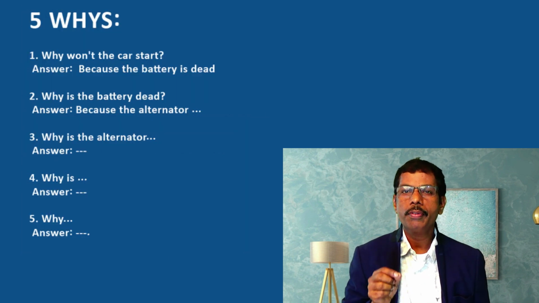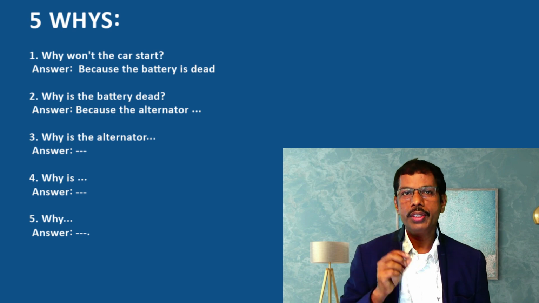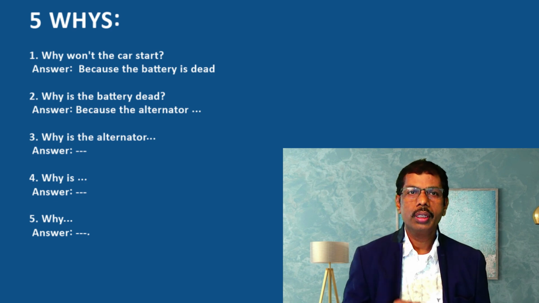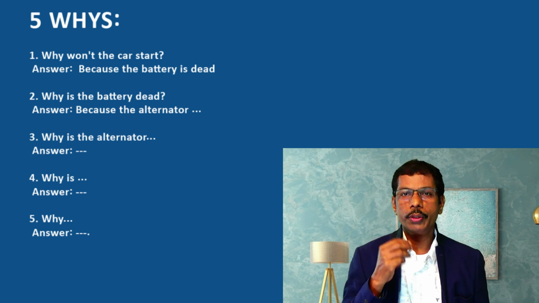Next, ask the first why. Record the reason the problem occurred. Repeat asking why. Use each answer to ask the next why question. Stop when the root cause is reached, typically by the fifth why. Finally, validate the root cause, cross-check with the data and team input to ensure accuracy.